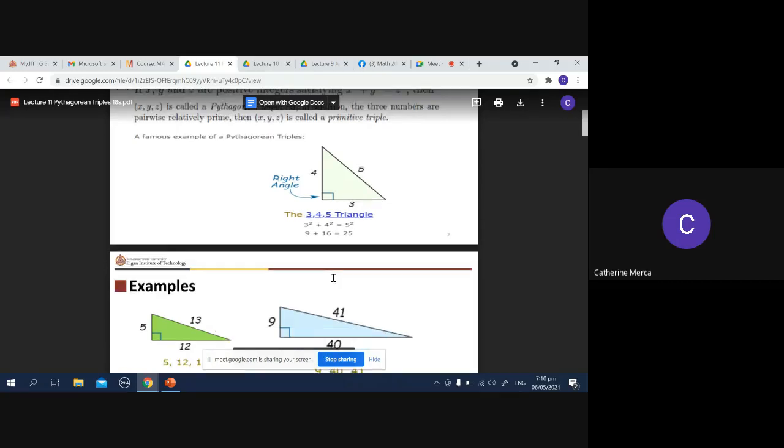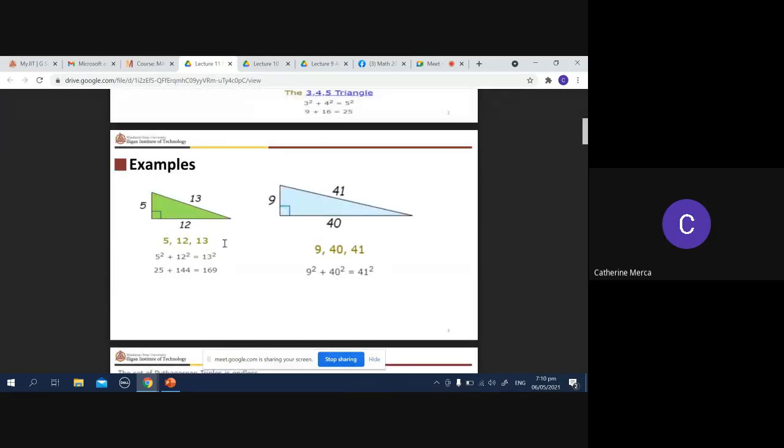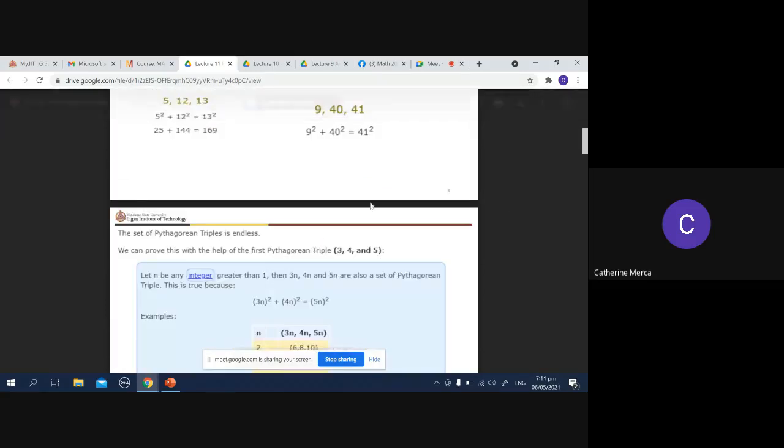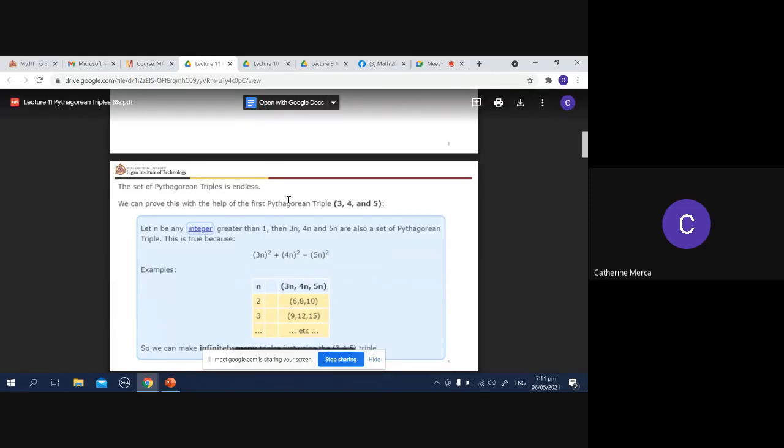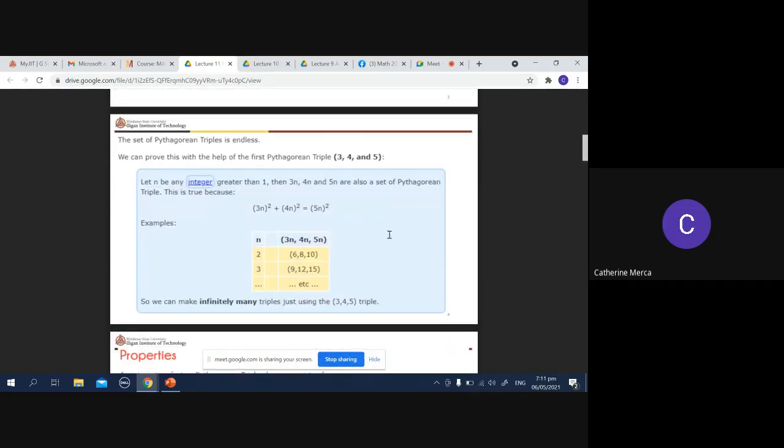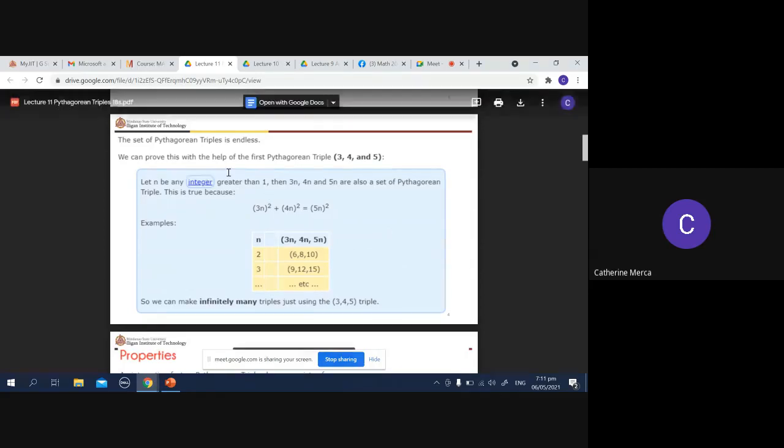Now, for example, if you have 5, 12, 13, then 5 and 12, 12 and 13, 5 and 13 are relatively prime. 5 squared is 25, 12 squared is 144, 13 squared is 169. So you can have several primitive triples. I mean to say the set of Pythagorean triples is actually endless. The first Pythagorean triple, 3, 4, 5, is the most famous and basic Pythagorean triple.